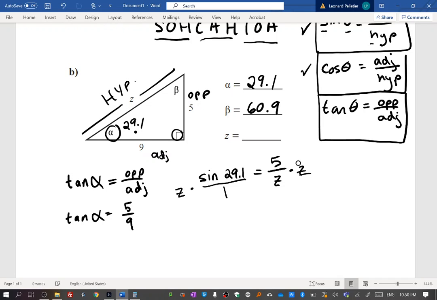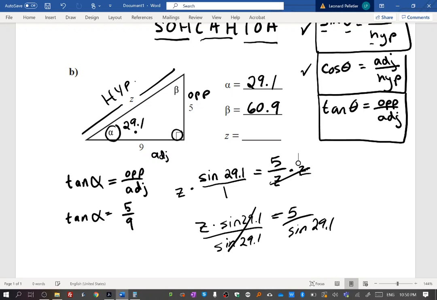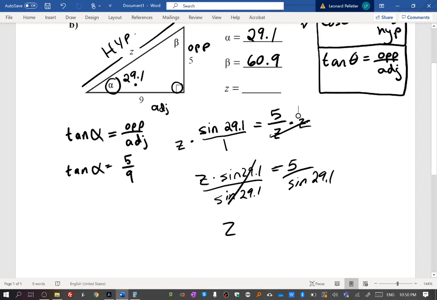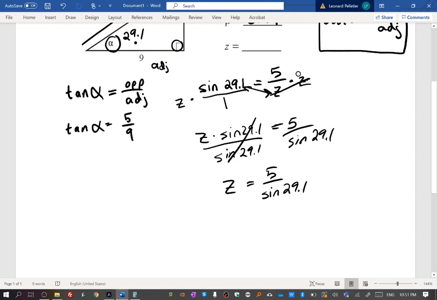That's going to cancel out these Z's, and you'll be left with Z times sine 29.1 equals 5. And then you divide both sides by sine 29.1, and these cancel out. So that's great. We're left with Z equals 5 over sine of 29.1. You might have noticed we could have done the cross multiply thing where we just multiply across. That's why cross multiplying works, by the way. But that's fine. And now we can just punch this into our calculator.